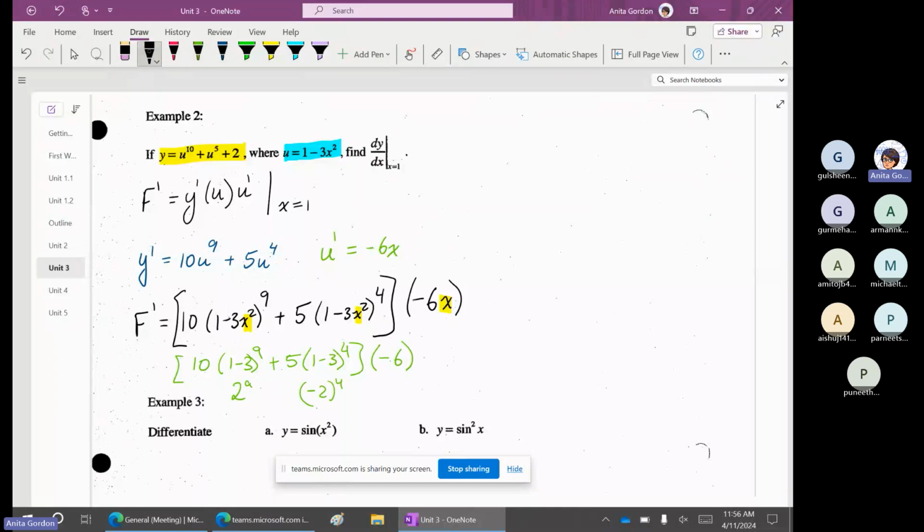Can you guys grab a calculator? Tell me what you get. It's going to be a big number because we've got lots of big exponents here.